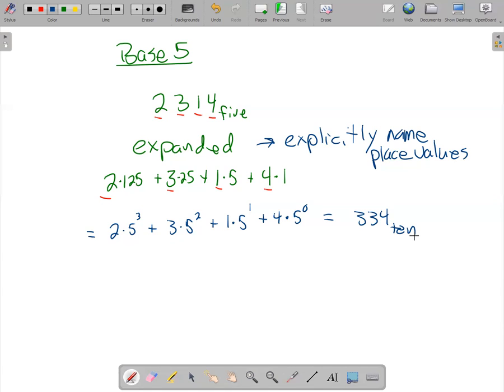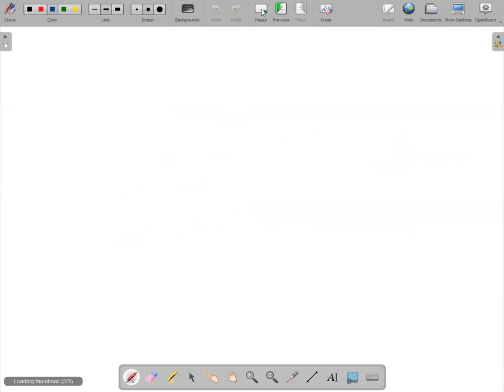All right, let's try the other way. We played around last class with taking a number in base 10 and trying to figure out what it means in base 5. So let's give that a shot as a review. Let's take the number 416. That's a base 10 number, and we want to figure out what is it in base 5.